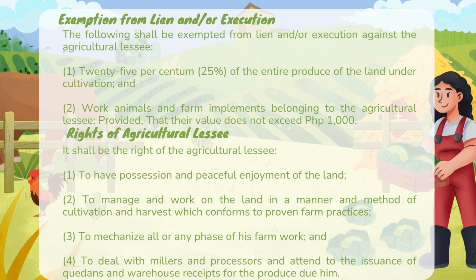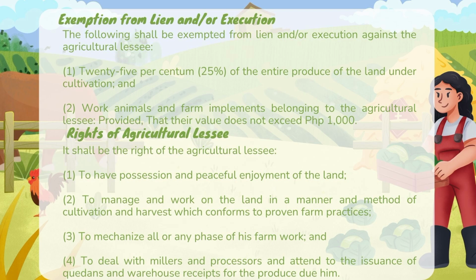Rights of the agricultural lessee. Number 1 is to have possession and peaceful enjoyment of the land. It means the farmer has the right to possess and peacefully use the land. Number 2, to manage and work on the land in a manner and method of cultivation and harvest which conforms to proven farm practice. The farmer can manage and work the land using their preferred methods for cultivation and harvest as long as they follow proven farming practices.